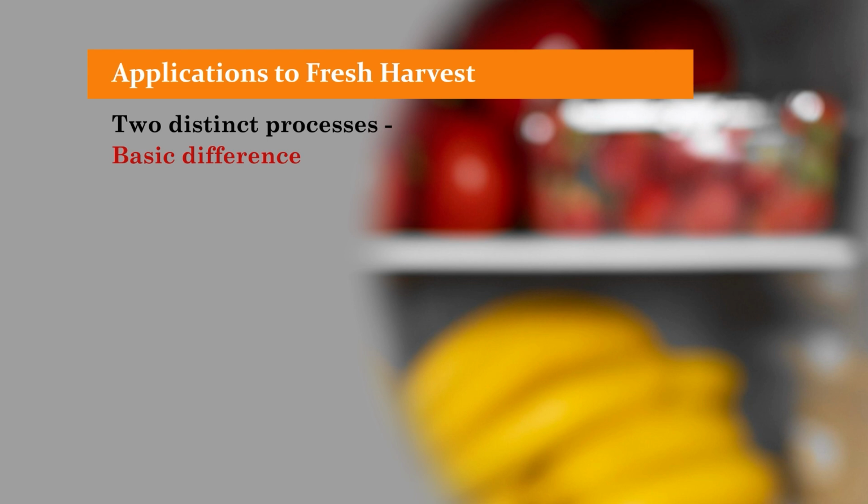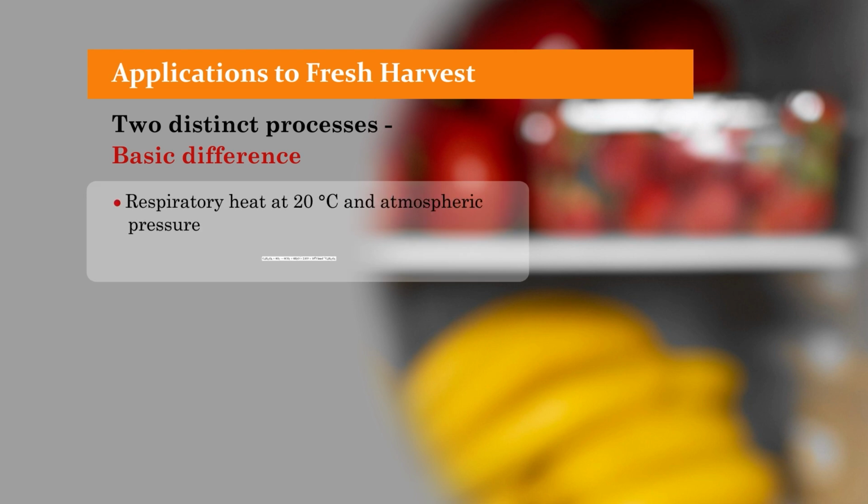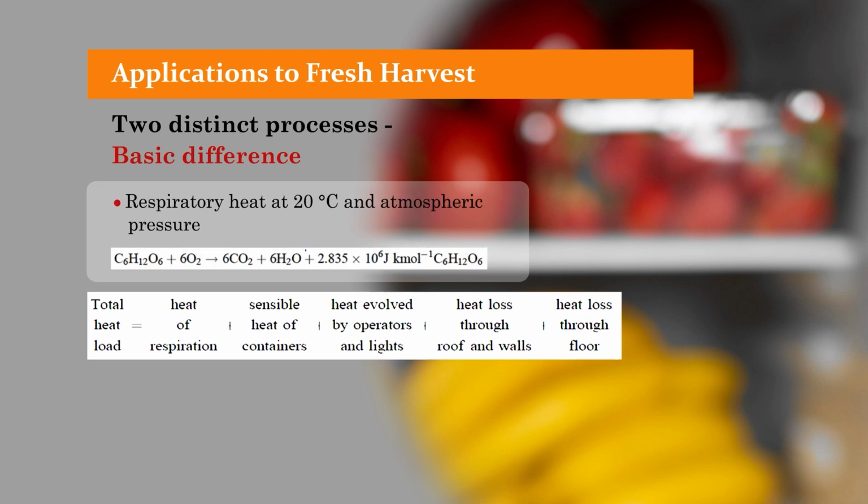And going further, the respiratory heat, if we see at 20 degrees centigrade and at atmospheric pressure, comes in the order of 2.8 into 10 to the power 6 joule per kilo, joule Kelvin per mole. Why? There is a molecule of glucose that is being oxidized, and that is how this exothermic reaction is taking place.